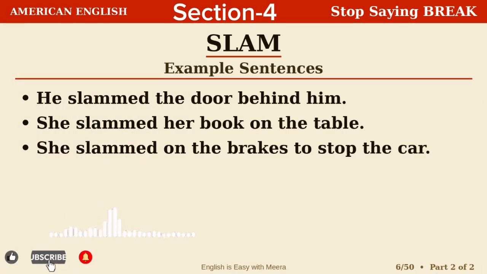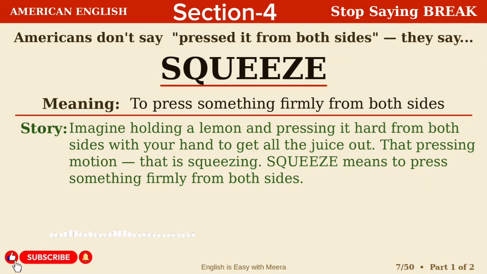Example. He slammed the door behind him. She slammed her book on the table. She slammed on the brakes to stop the car. 7. Squeeze. Americans don't say, pressed it from both sides, they say, squeeze. Meaning, to press something firmly from both sides.